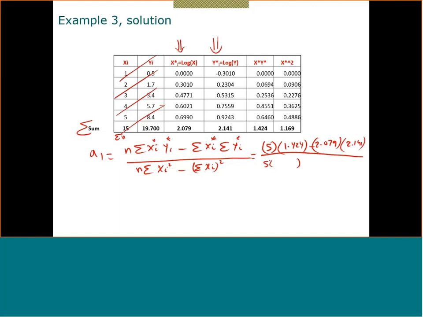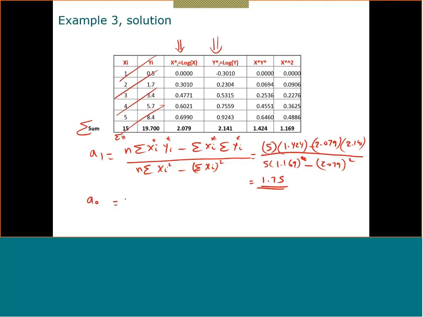Sorry, there's no square here. This is xi squared, so this is 1.169 minus, this is the one that has the square, which is 2.079 squared. If you do that, you will find this is equal to 1.75. Once I know this, I can find A0, which is nothing but the average of y star minus A1 times the average of x star.